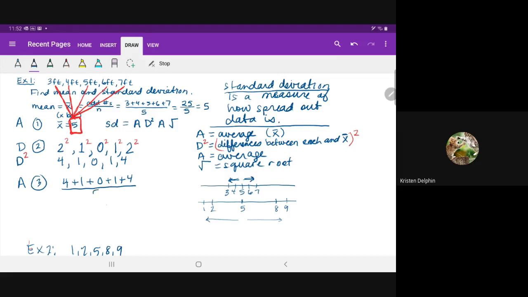Exactly. So you're going to divide by 5. So I get 5. So that's 10 divided by 5, which is 2.